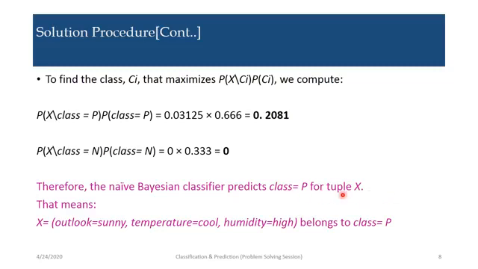So here we had to calculate the class label for this X. We have predicted that the class label for the tuple is P. That means X is equal to the given tuple, outlook is equal to sunny, temperature is equal to cool and humidity is equal to high. It belongs to class P.